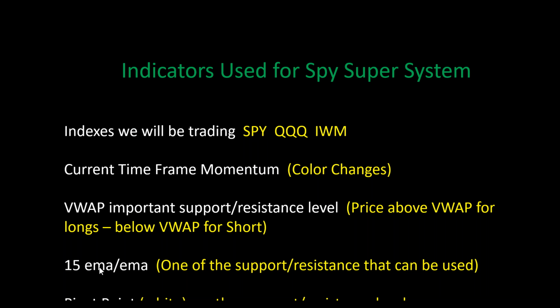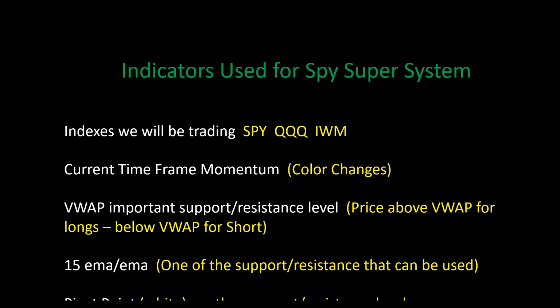We're also going to be using the 15 EMA of an EMA. This is a smooth 15 EMA. This will become also a support and resistance level that we can use if the price has gotten fairly far above or fairly far below the VWAP. But those are the two support or resistance levels that we use for the SPY super system. We're only going to take trades when the price is coming up through those or going down through those.